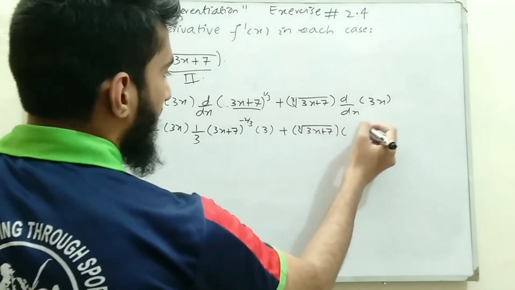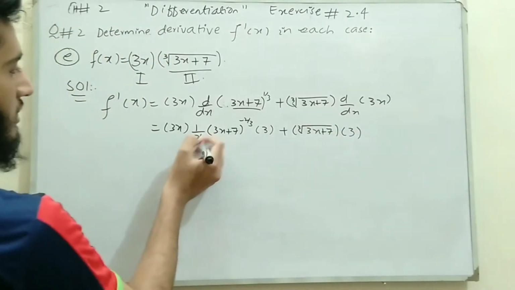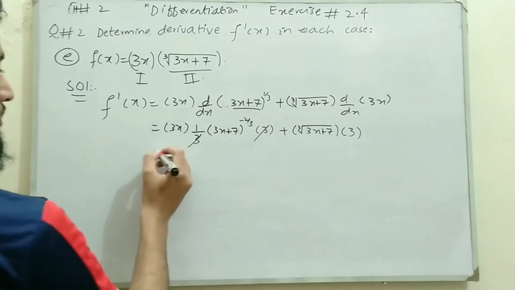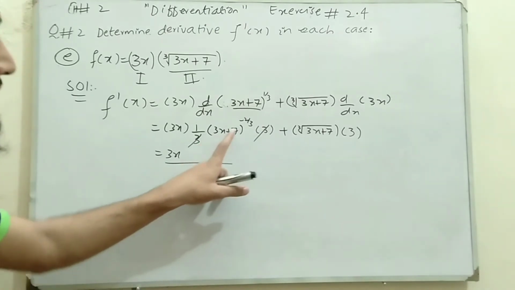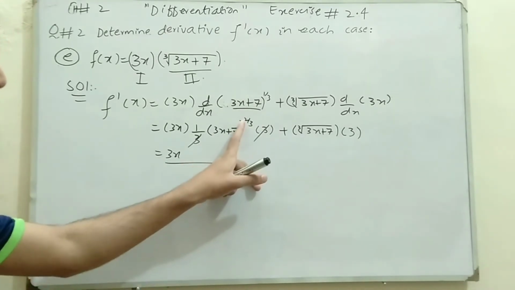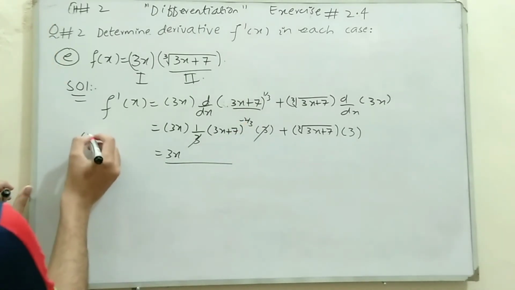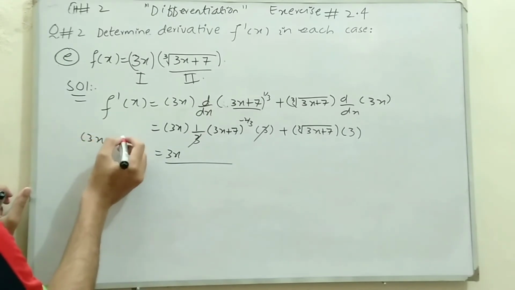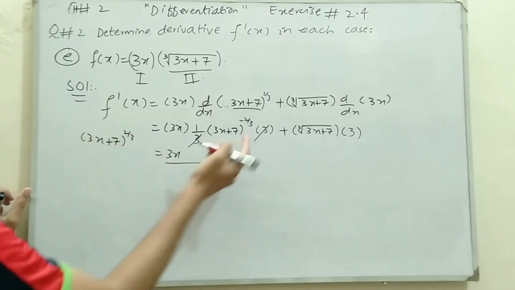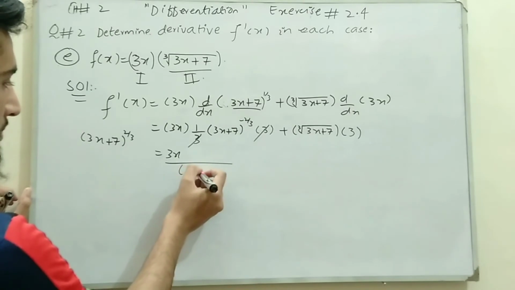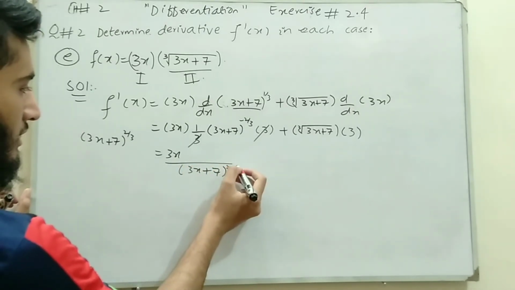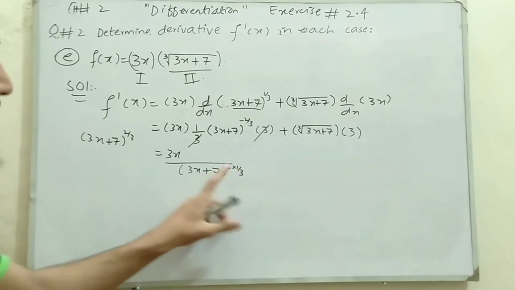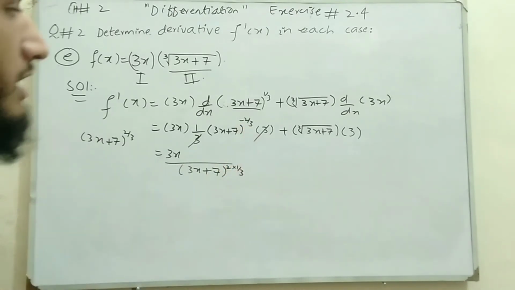Multiply derivative of 3x is just 3. This 3 is cancelled out with this 3. We are just left with 3x divided by this 3x plus 7. When it comes to the denominator, the power will become positive. So we can write in the denominator 3x plus 7, power will be 2 by 3, the power will become positive, 3x plus 7 power 2 over 3. This 2 over 3 can be written as 2 into 1 over 3.